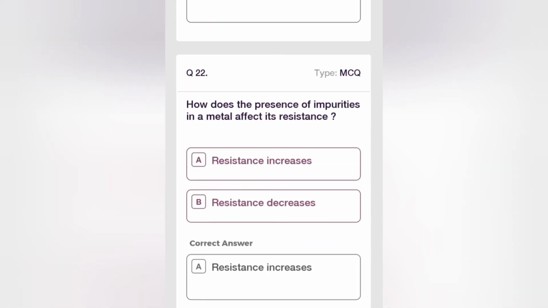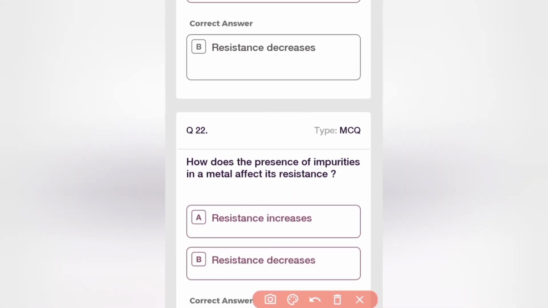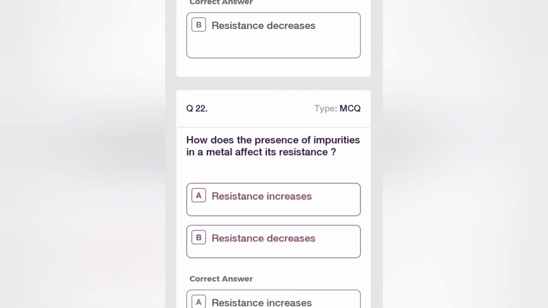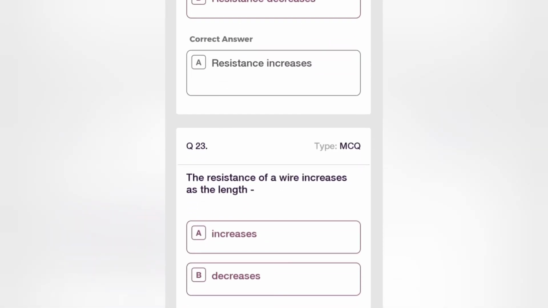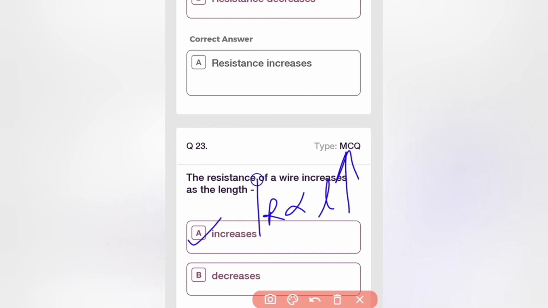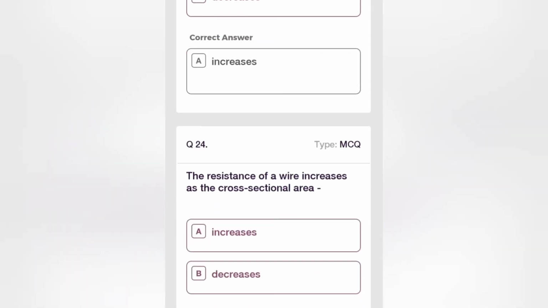How does the presence of impurities in a metal affect its resistance? See, if the impurities are more, then the resistance will increase. It will affect the resistance, right? So the resistance of the wire increases as the length increases. We know it is directly proportional, no? As the length increases, resistance will increase. Option A is the correct answer. Resistance of the wire increases as the cross-sectional area decreases because they are inversely proportional.